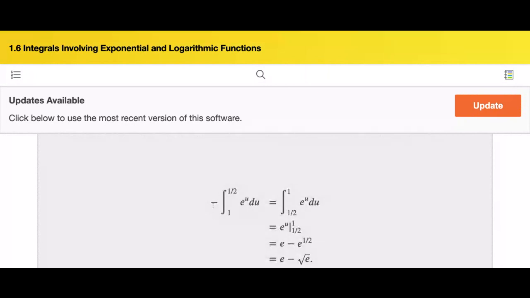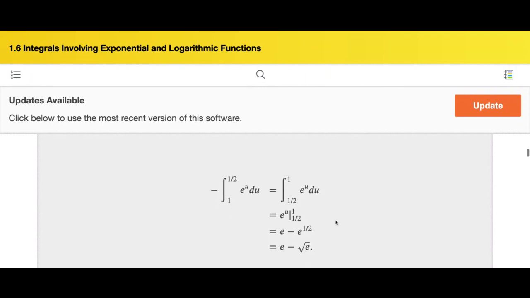And we have this negative sign. Remember the negative sign, we can switch limits, right? If we switch the lower limit and the upper limit, that introduces a negative sign. So here, negative becomes positive. Then we switch half and 1. Switch the lower limit and the upper limit.